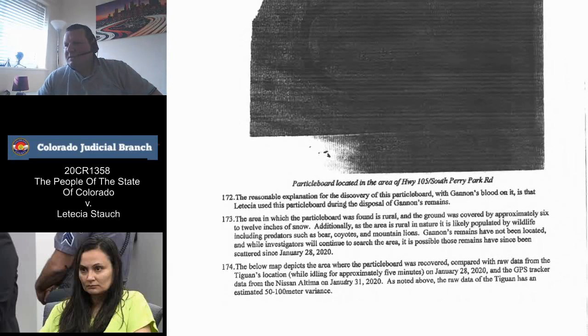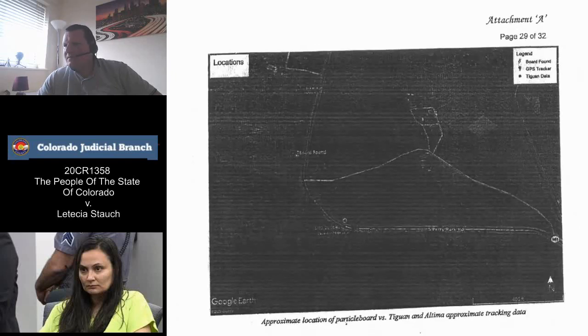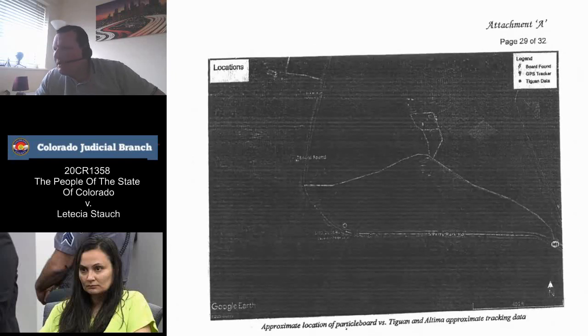The below map depicts the area where the board was recovered, compared with raw data from the Tiguan, which was idling for approximately 5 minutes on January 28th, and the GPS tracker data from the Altima. It's an Altima. So it's very difficult to see on here, but I don't know if you can see.